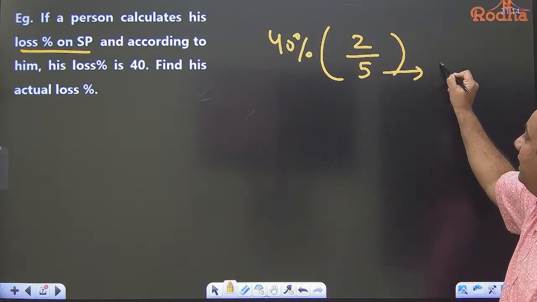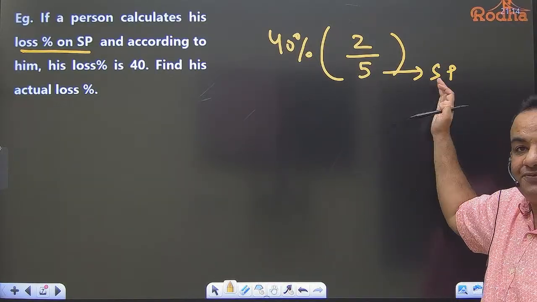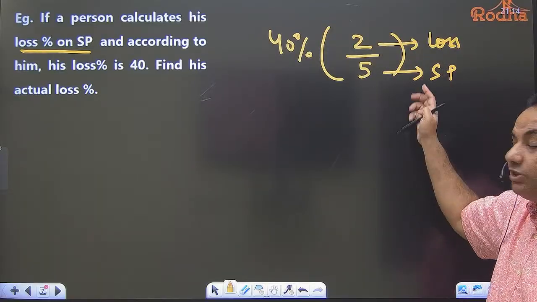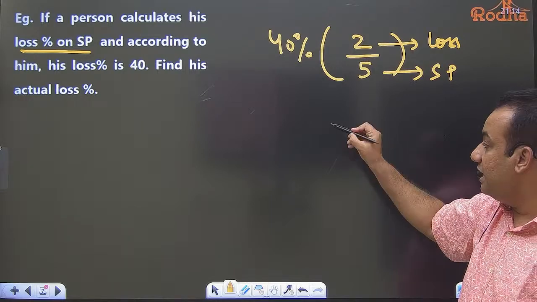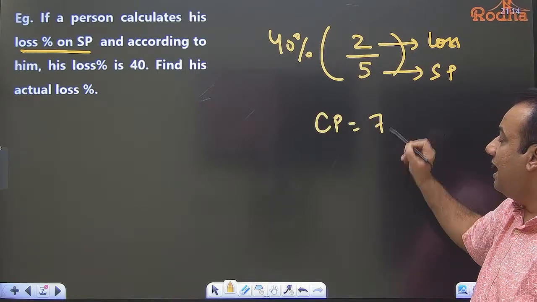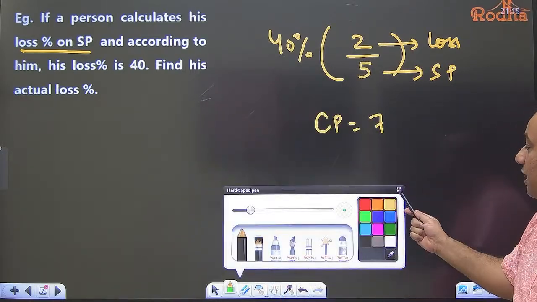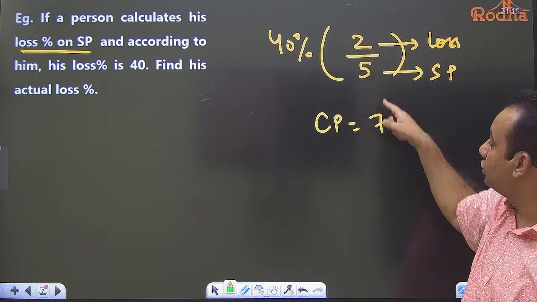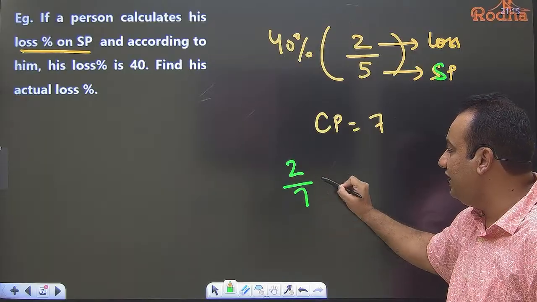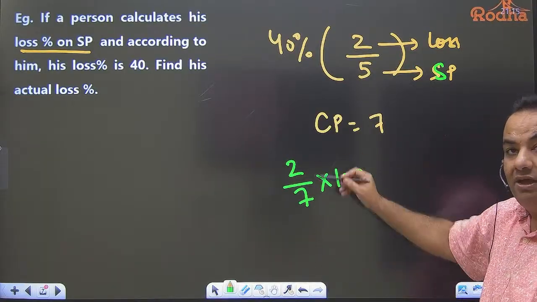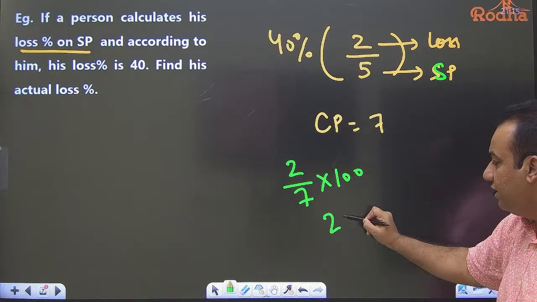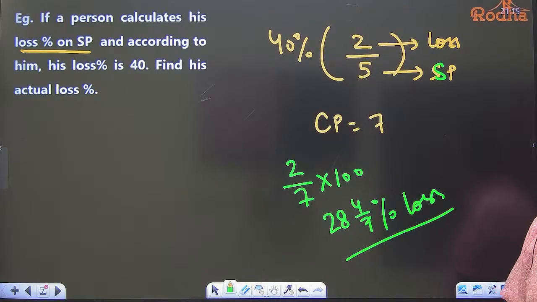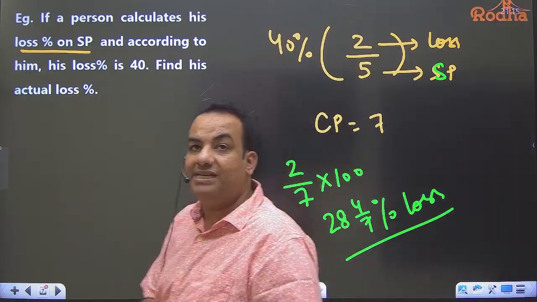So, if selling price is 5, then loss is 2. If selling price is 5, loss is 2, which means cost price is 7. So 2 loss on 7. So 2 by 7 into 100. So his actual loss is 1 by 7, which is 14 2 by 7. So this is 28 4 by 7% loss. Is it clear to all? Answer is 28 4 by 7%.